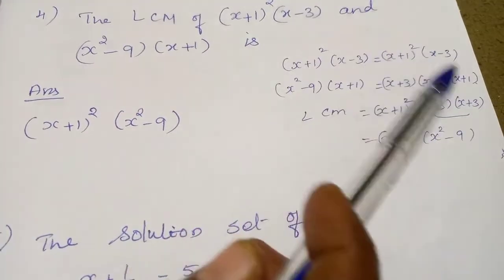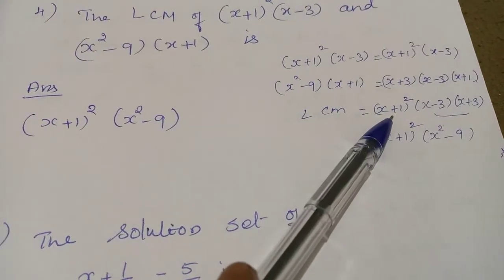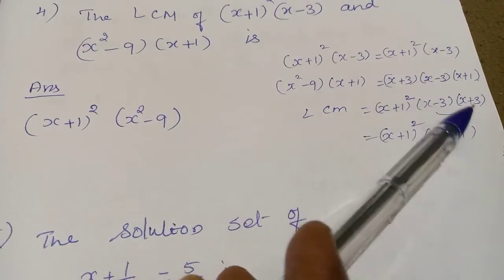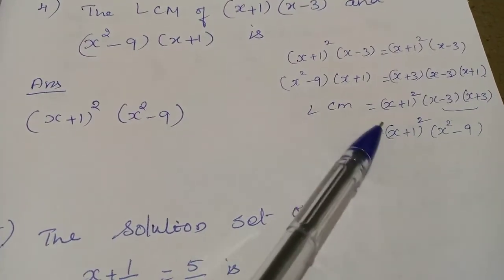Among both, x plus 1 is the highest term we have to select. That is x plus 1 the whole square. Then one more extra term is there, x plus 3. That term also we have to write. Understood, students? So now again we can simplify.